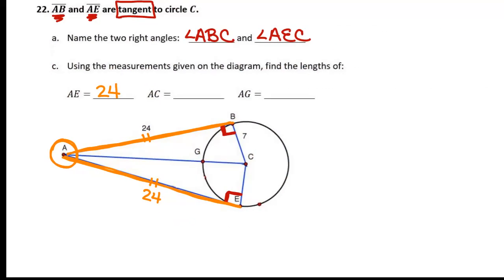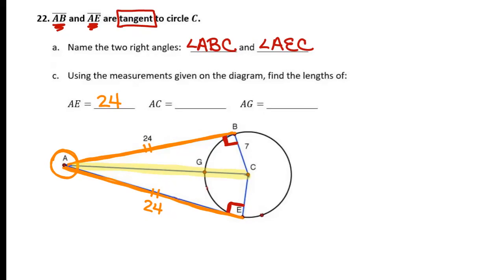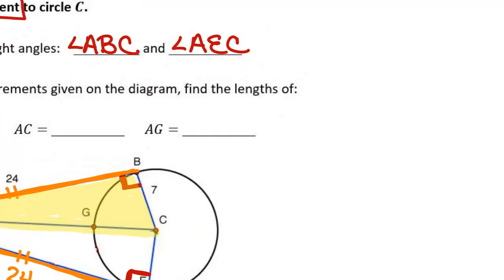All right. Now we want to find AC. Well, AC is this right here. That's not a tangent because it goes through my circle. It goes into my circle. A tangent just touches the edge of the circle but doesn't go into it, doesn't go through it. That's what we want to find. What is this shape right here? It's a right triangle.